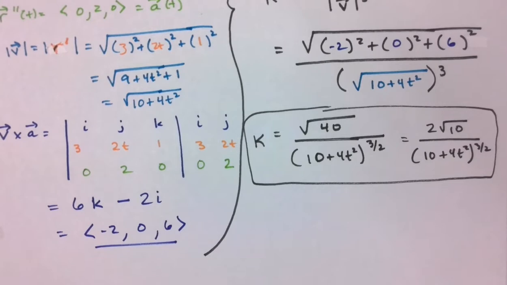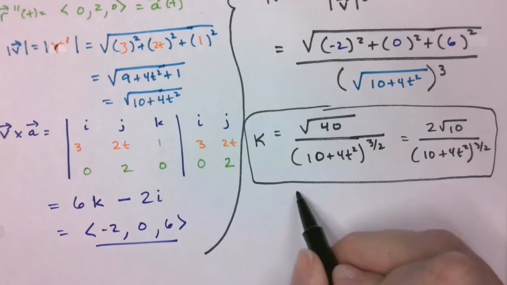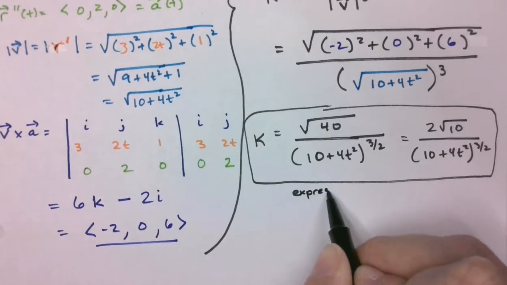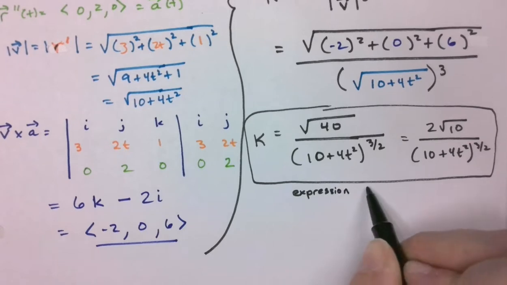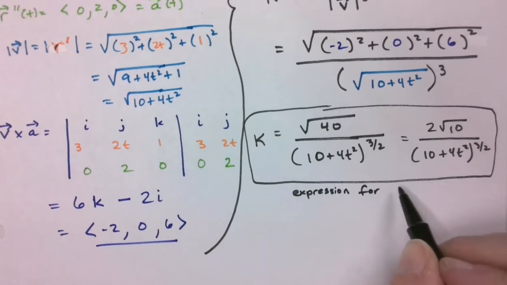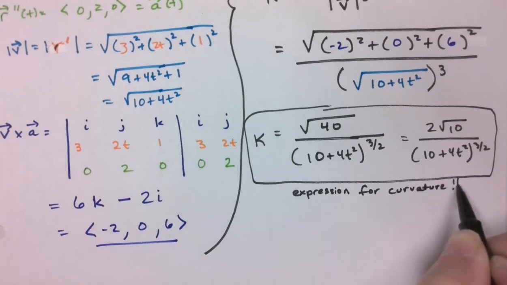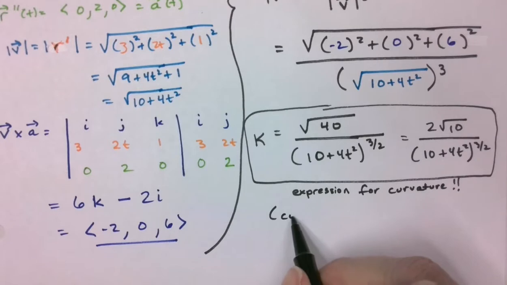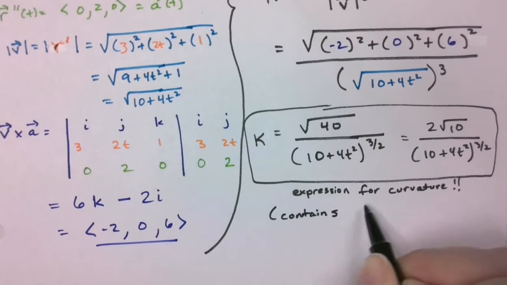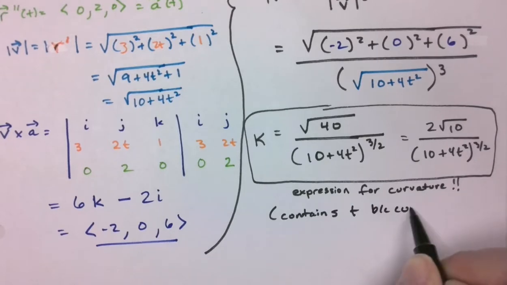Okay, so they wanted to find an expression for the curvature. So this is an expression for the curvature. Notice it has a variable in it because it's not a circle, so therefore it's not going to be constant. Right? It contains t because the curvature is not constant.